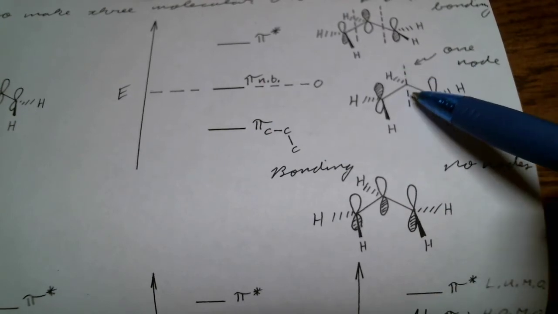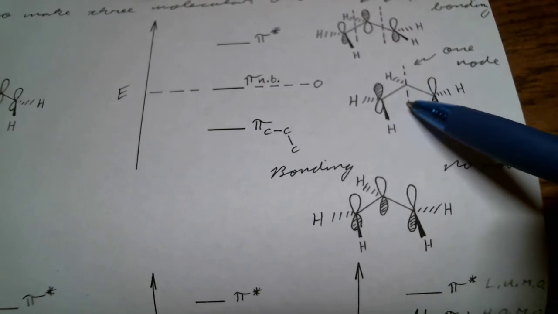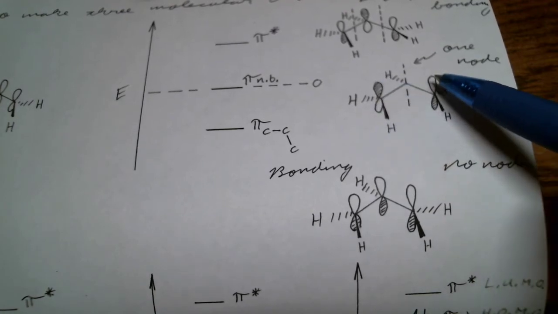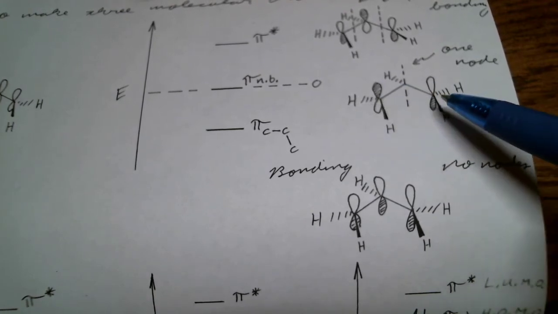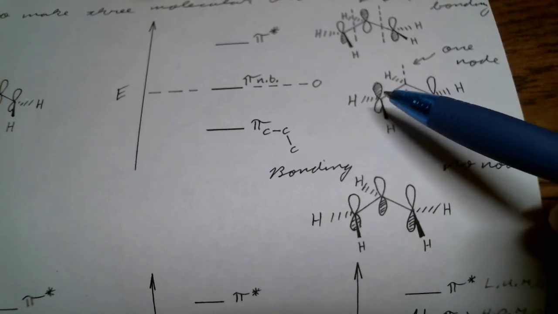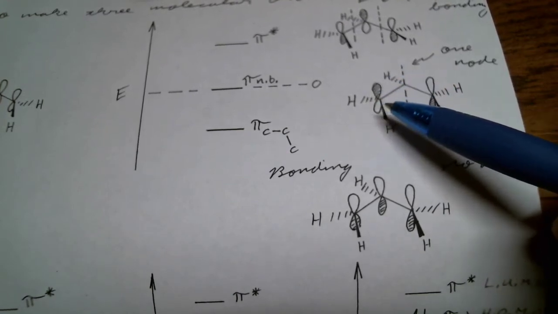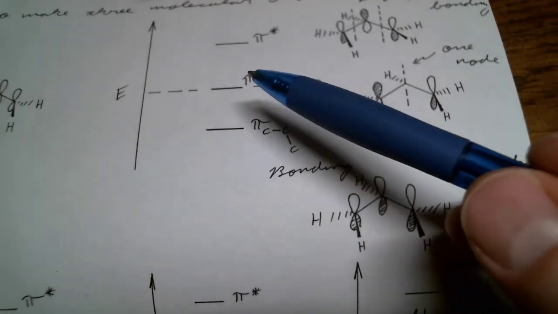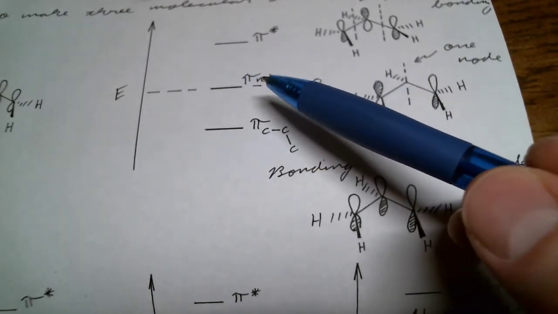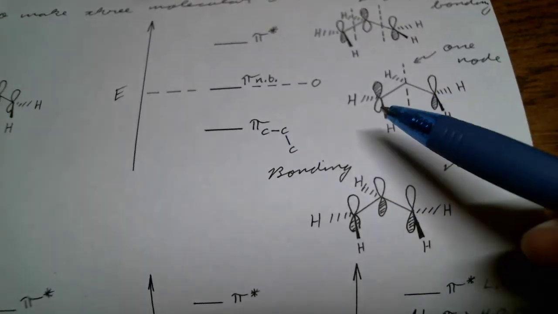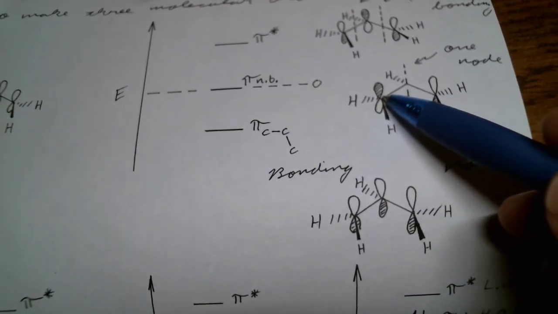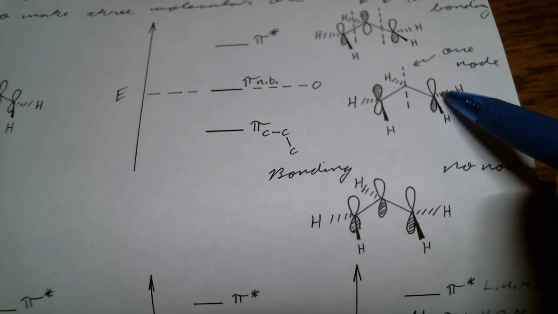Oh, there is one node. It falls across the middle carbon. And there are two p orbitals, right? One on each terminal carbon. Well, those p orbitals are the places where you can add electron density, right? If you put two electrons in the pi non-bonding molecular orbital, they're going to go either at the leftmost terminal carbon or the rightmost terminal carbon.